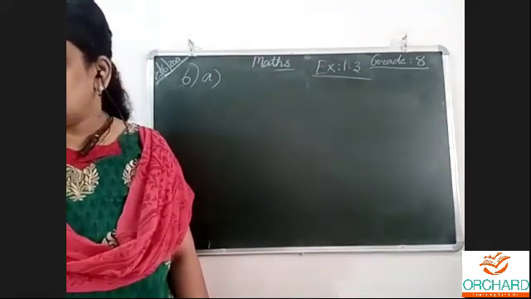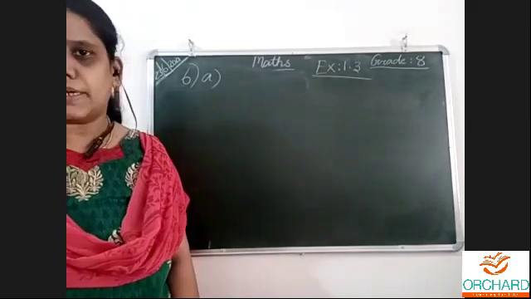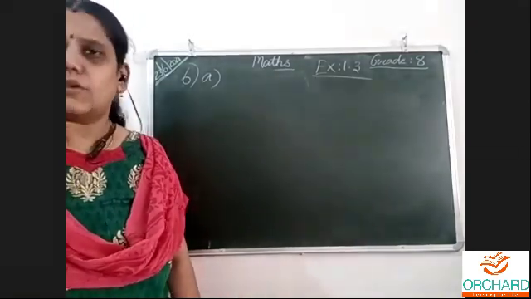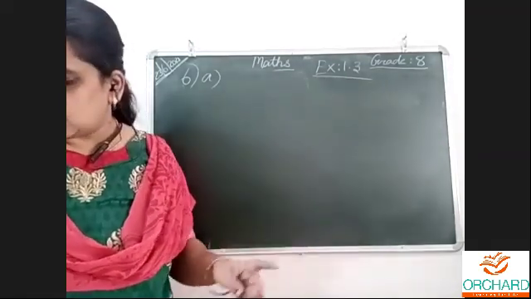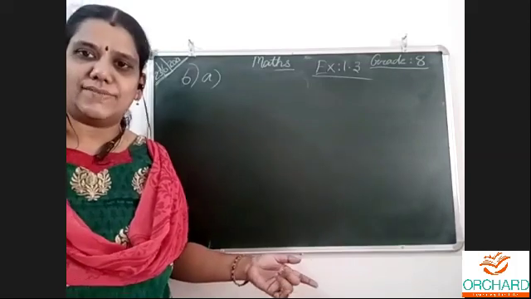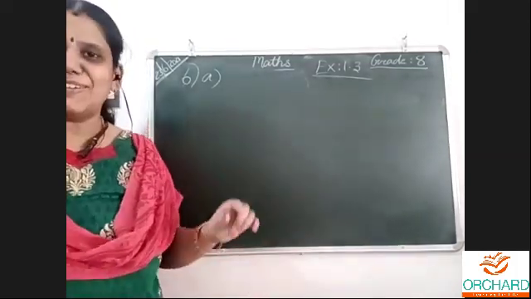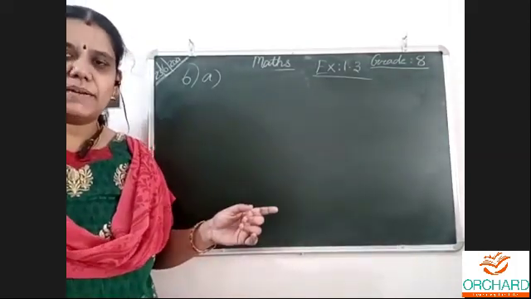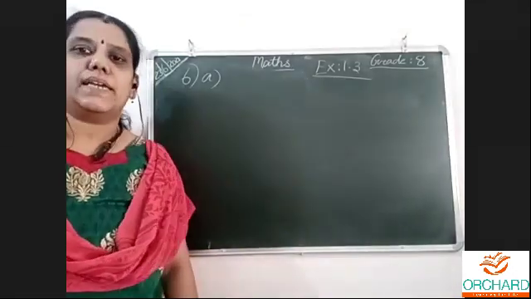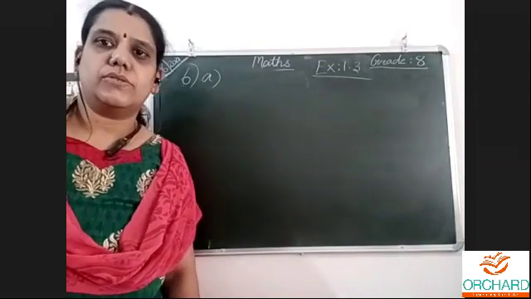Sixth question. Verify the distributive property of multiplication over addition and subtraction. Very, very clear. Okay. Distributive property. Ma'am, to me, no doubts. Okay, good. Distributive property of multiplication. Okay. Good with the concepts.